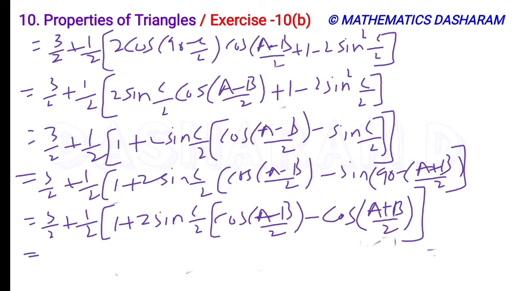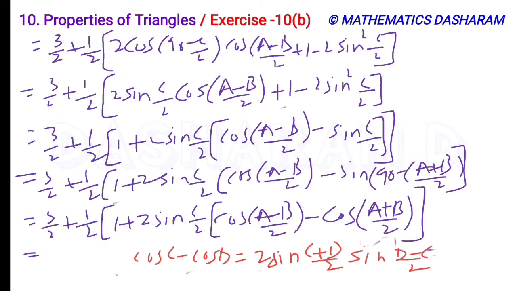So here we have to use the formula cos C minus cos D equals 2 sin((C + D)/2) into sin((D - C)/2).